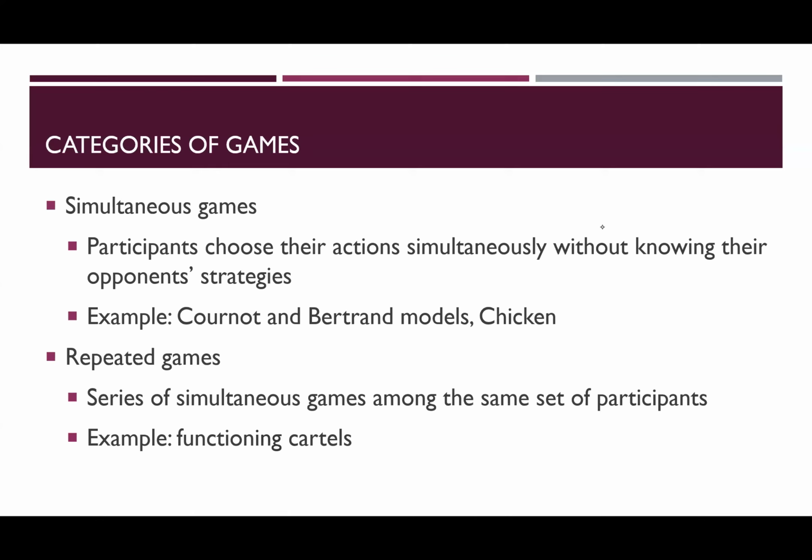So there are several categories of games. First, we'll consider simultaneous games. These are what we saw with the Cournot and Bertrand models that we covered in chapter 11. Here, participants are choosing their actions at the same time without necessarily knowing what their opponent is going to choose, right? Because the choice happens simultaneously. They will, however, know the payoffs that their opponent faces, so they can often reliably predict what their opponent will select.